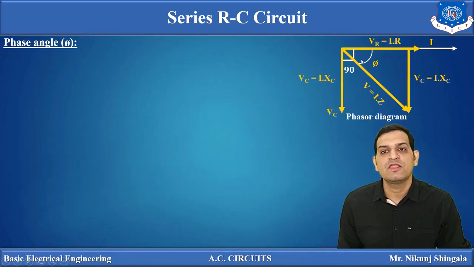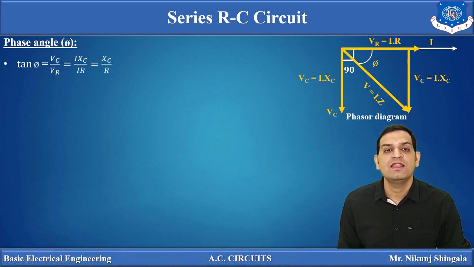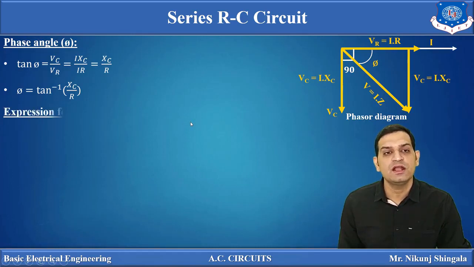Now this triangle is nothing but the voltage triangle, because all sides are represented by voltages VR, VC and V. So from the voltage triangle we can write tan phi is equal to VC divided by VR. VC is equal to I into XC and VR is I into R. So from this expression I gets cancelled out from numerator and denominator. So finally tan phi which we are getting is XC divided by R. So phi is equal to tan inverse of XC divided by R.